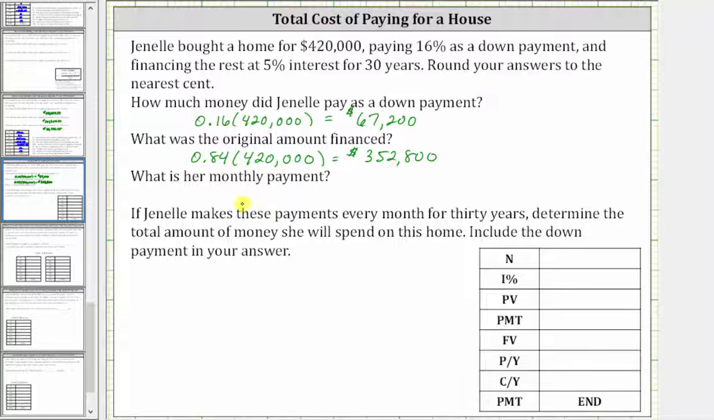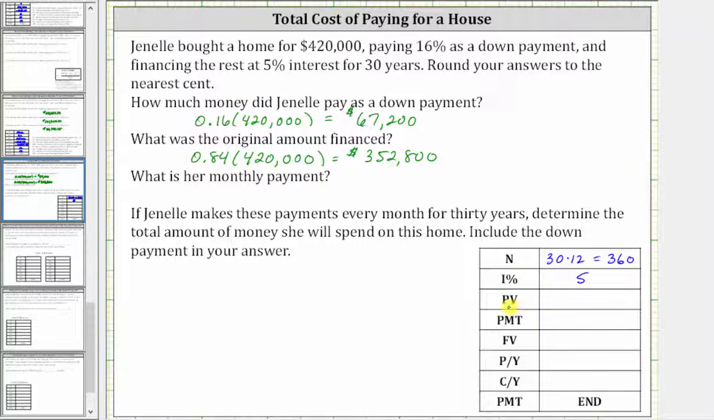Let's begin by determining the required information to use the solver shown here below on the table. Capital N is the total number of payments of the loan. Because she's paying monthly for 30 years, capital N is 30 times 12, which is 360. I% is the annual interest rate as a percent. She is paying 5% interest, and therefore I% is 5.